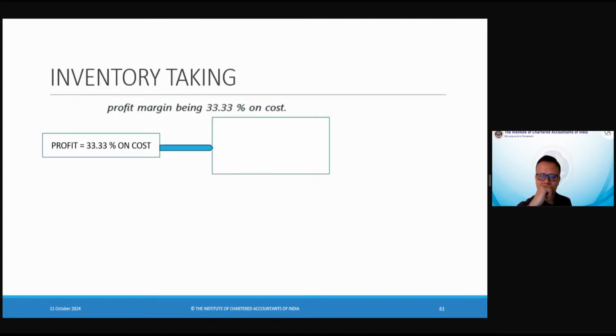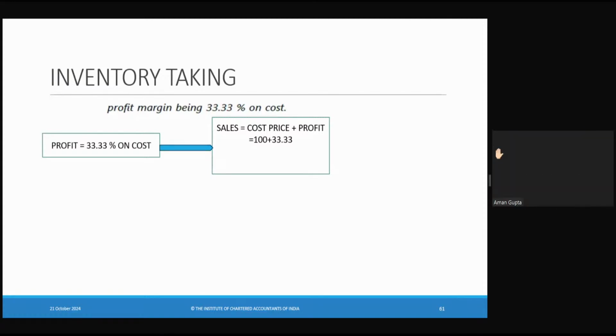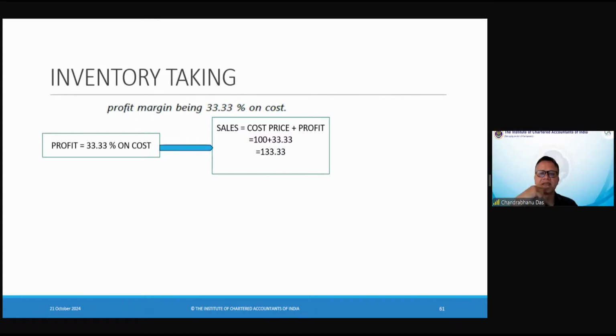It is 33.33% on cost. So what happens? Your sales is actually cost price plus profit. Now since it is a percentage and it is on cost, out of 100, 100 is the cost price. Am I correct? Yes, sir. So I added 33.33 and got 133.33. Now this is my selling price.